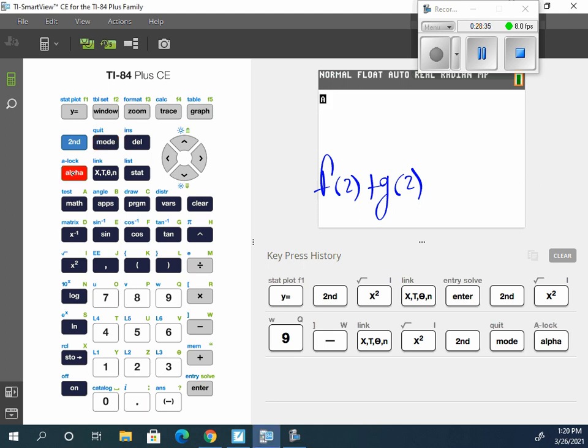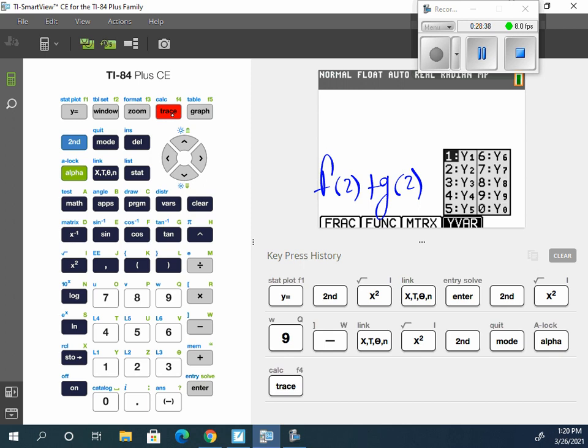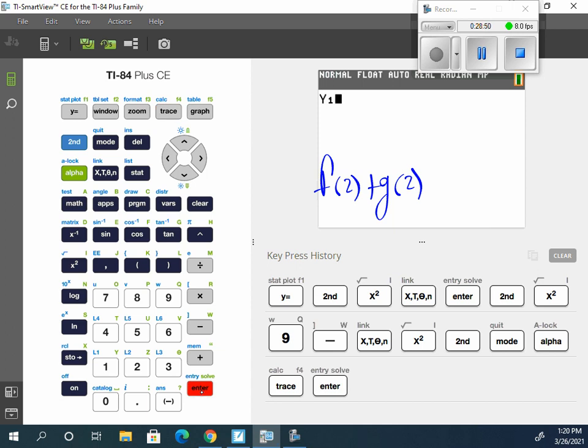Now this is what's interesting. Go alpha trace, alpha f4. And you should get a little menu like this here. You don't have that for the ones of you who do have the graphing calculator? Yes? Hit enter. So y1, because we want to select y1, because that was our f of x function. Yes? Now what we'll do is we'll go parentheses 2, close parentheses. So what we're telling the calculator is we wanted to take the function in y1 and evaluate it for when x is 2.